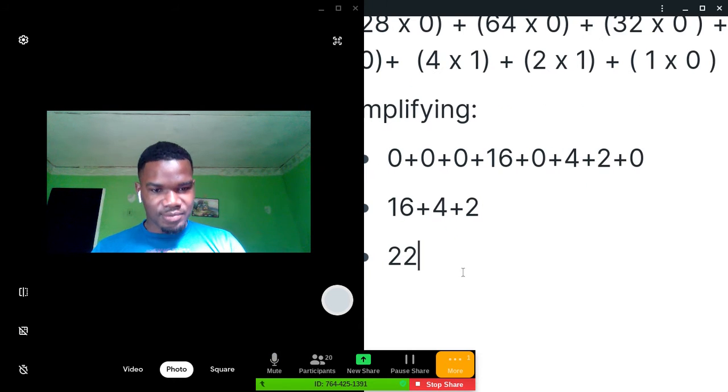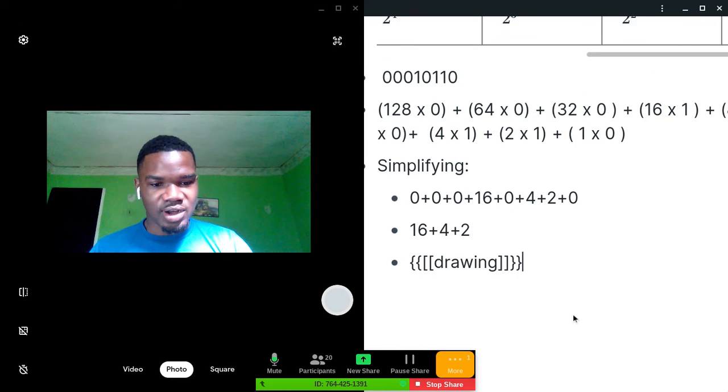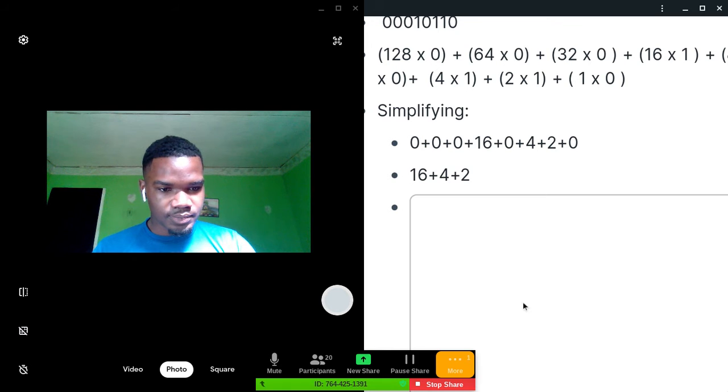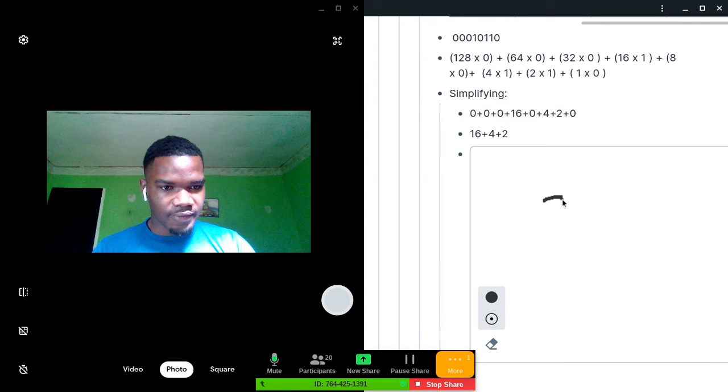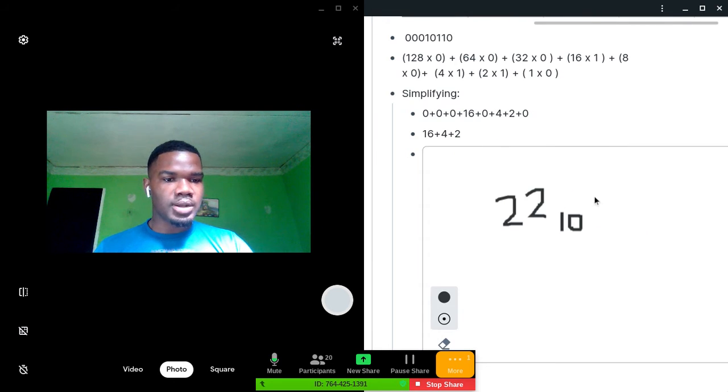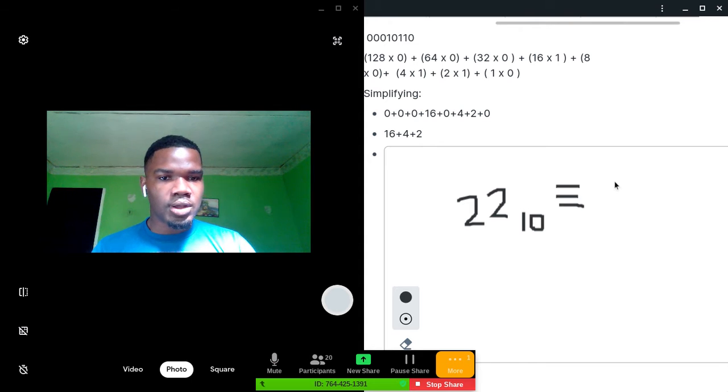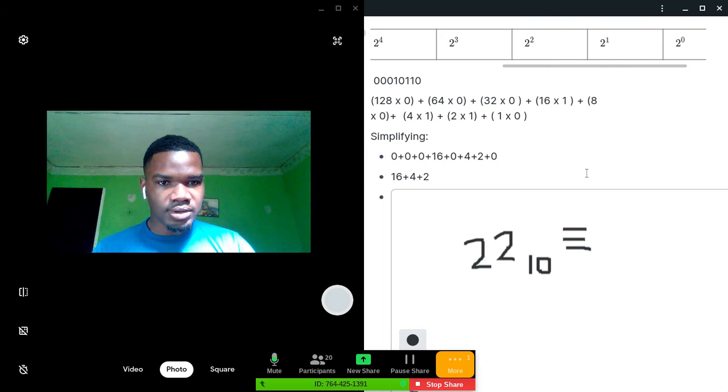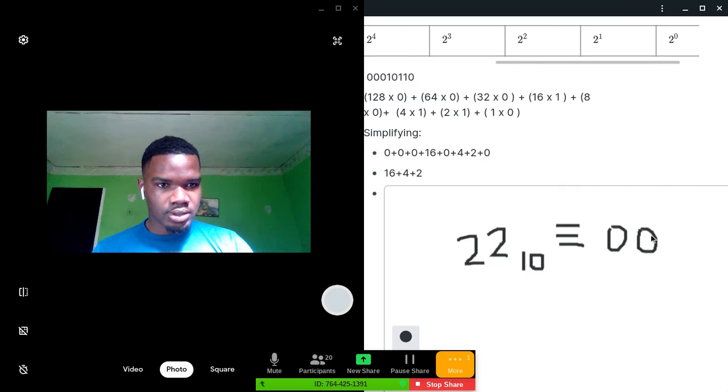But when you write this, you should always add the 10 with the 10. But because I don't have the fancy handwriting like you guys, I'm going to draw it. So you're going to have 22. Let's quickly draw it here. You're going to have 22, and you're going to put a fancy little 10 right below it like this. 22 to the base 10 is equivalent to 0, 0, 0, 0, 0, 0, 1.